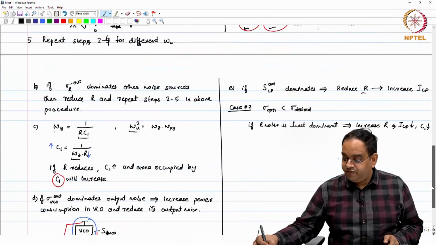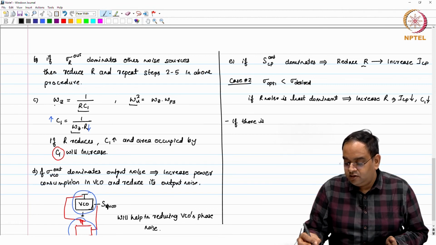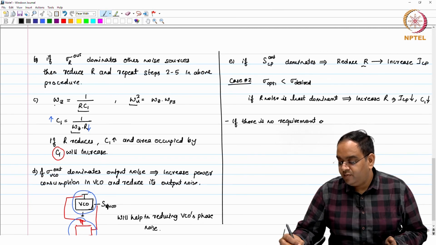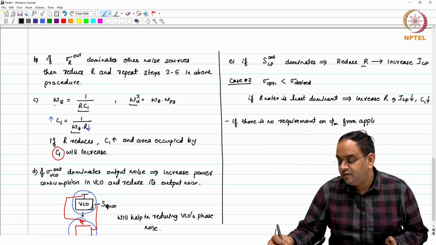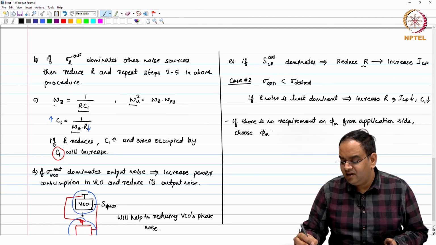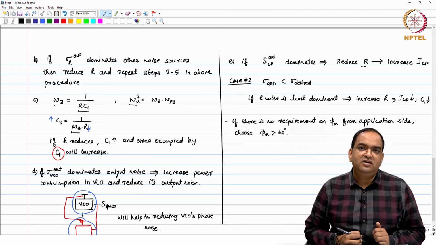So, it depends on application. I will just write: if there is no requirement from the application side on phase margin, choose phase margin. Typically this is just a rule of thumb which I am applying here, phase margin greater than 60 degree, and then design your PLL.